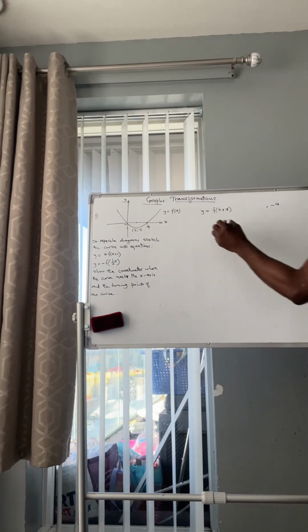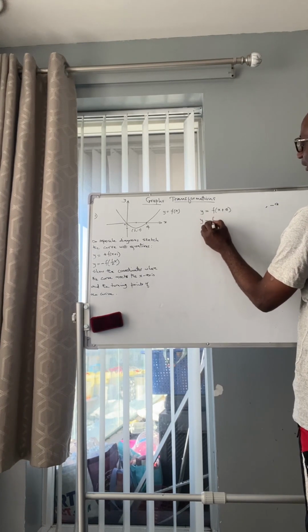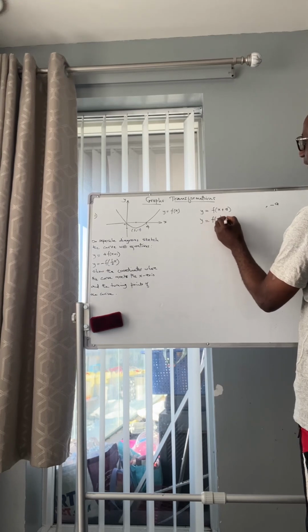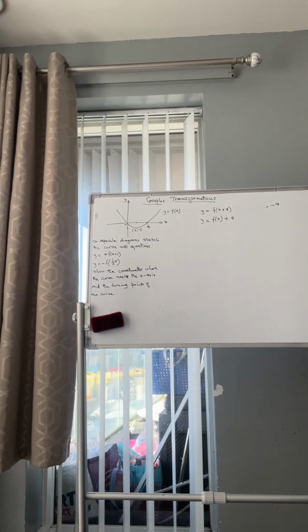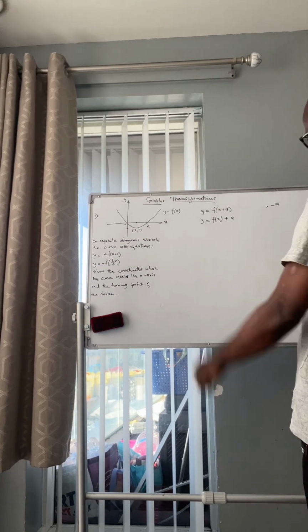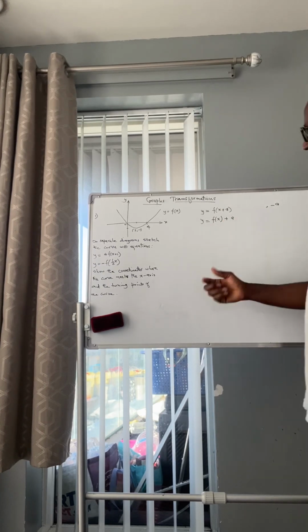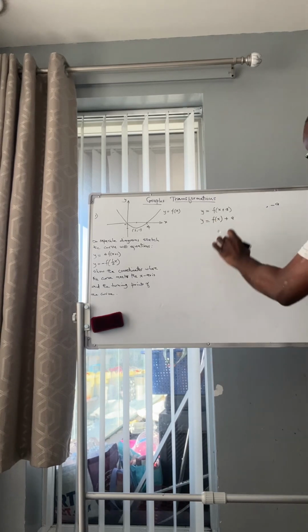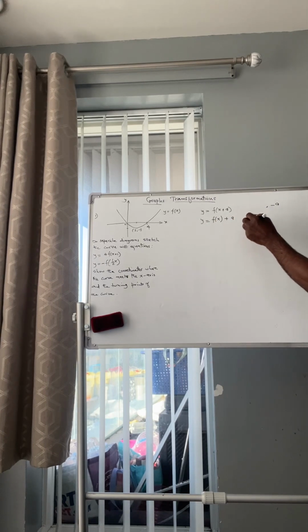The second one is y equals f of x, plus a. This one is a translation on the vertical axis. That is, you do the transformation on the vertical axis by the positive number a. This number still remains the same with the sign. The sign doesn't change. It's still plus a.